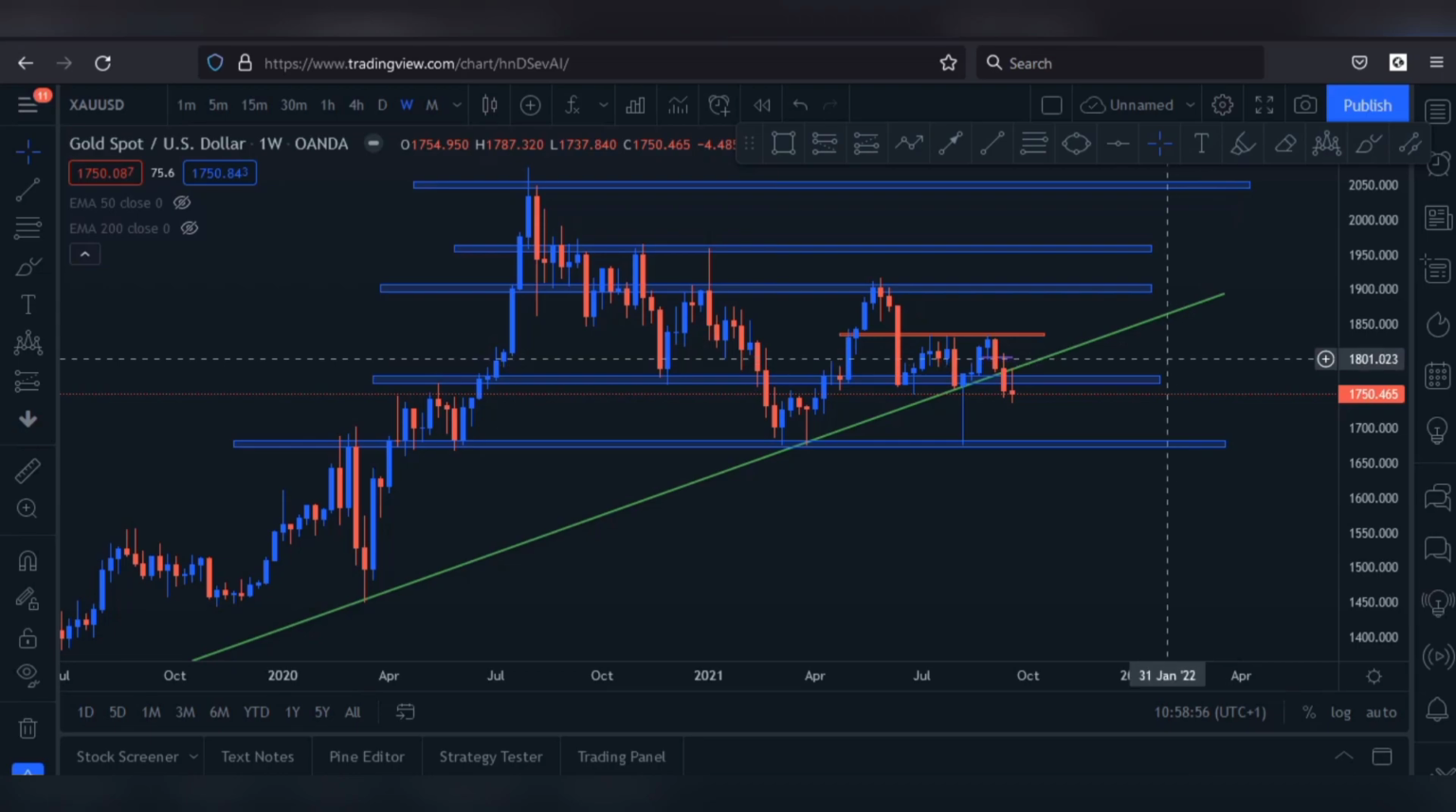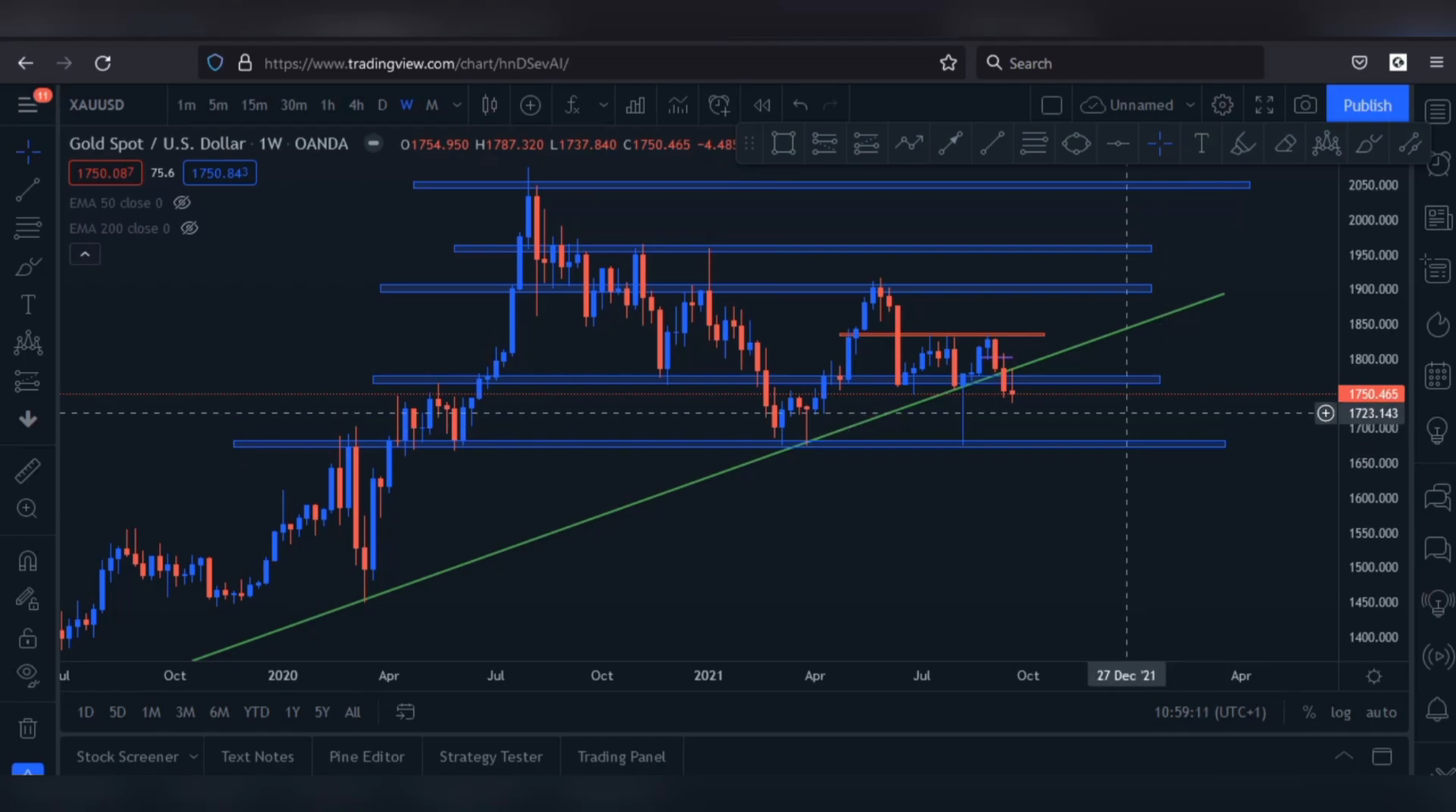This week I want to go through my weekly analysis as usual, going through gold, Euro USD, GBP USD, and GBP JPY. So I'll be starting off with gold this week, from the weekly time frame.